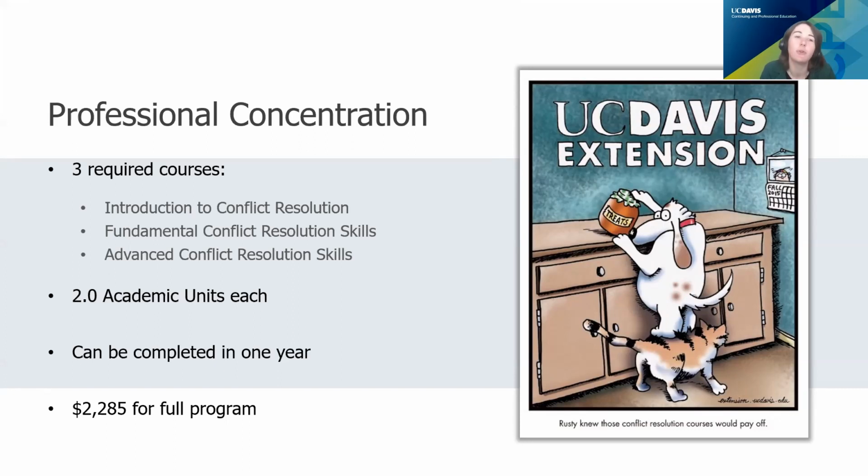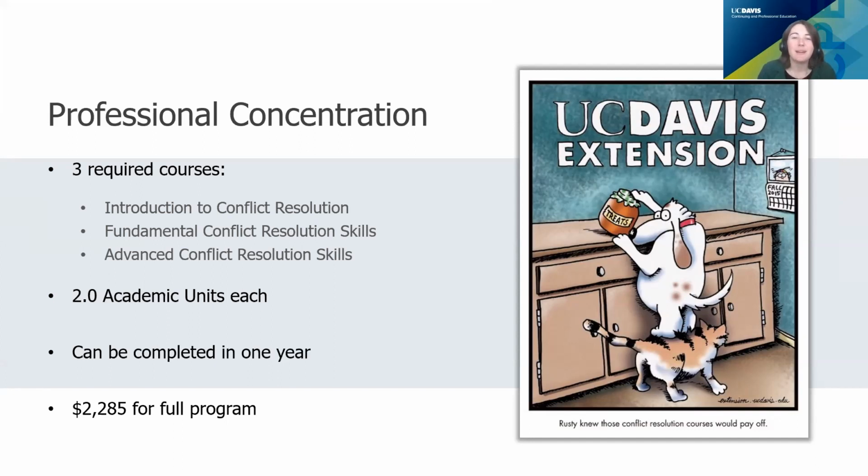It consists of 3 required courses. There's Introduction to Conflict Resolution, Fundamental Conflict Resolution Skills, and Advanced Conflict Resolution Skills, all offered once each year. And these courses are all 2 academic units. That means they're graded with points assigned for participation and quizzes, and then there's a final assignment. And with these 3 courses, I've got it on there that it can be completed in 1 year. Technically, you can do it in as few as 9 months.